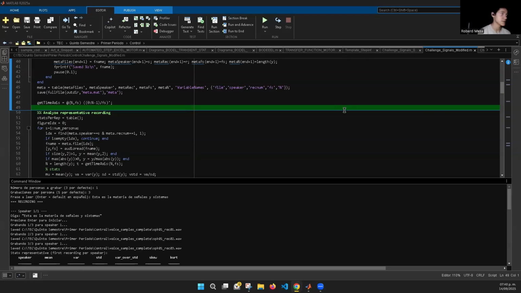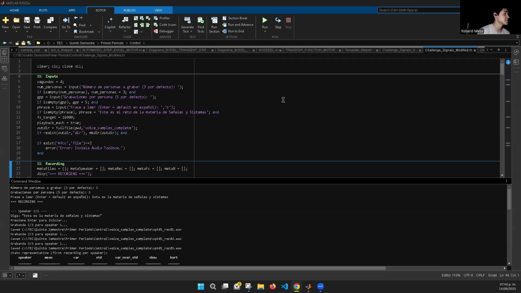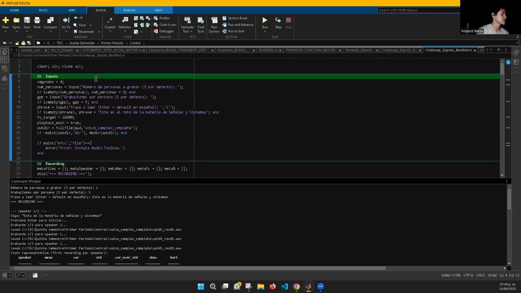In order to do this, we created this MATLAB code that takes some inputs, the first one being the number of seconds you want every recording to take, the number of persons that you want to record, and the number of recordings per person that you're going to have. By default, they are 5. Then you have to provide a phrase that every person is going to read. If you don't provide one, the default one is, "este es el reto de la materia de señales y sistema."